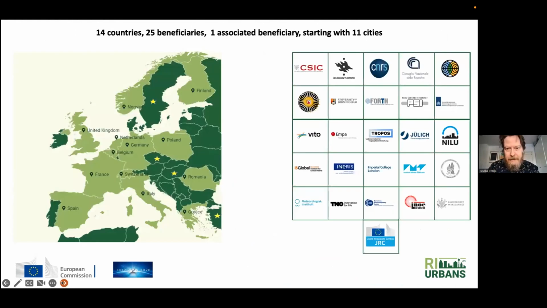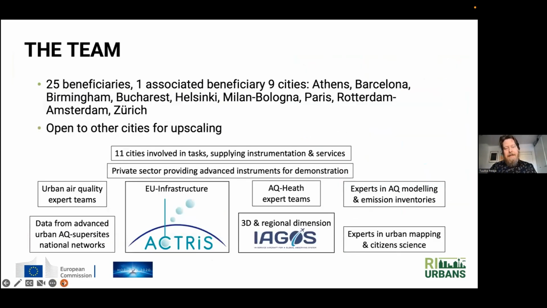And here's the consortium and the coverage in Europe. A big fraction of the member countries are participating in the project with 25 beneficiaries, and also the JRC, the European Union Research Center in Ispra, is taking part. The whole idea of RI Urbans is to bring together research infrastructures.